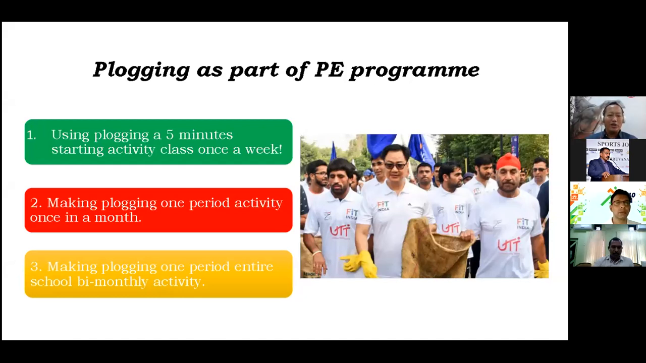They make sure they make a plan, a program, divide it into different groups, take different routes, and they go run or walk for a minimum of 2 kilometers, and then start collecting those litters, especially plastic and waste material, put it together, bring it together, and then dispose of it. Now, this is what we call plogging.